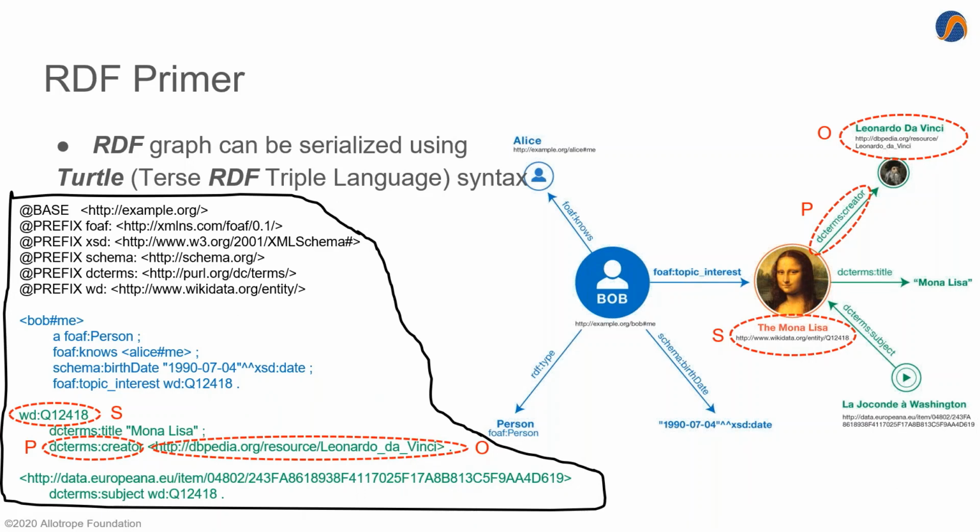An RDF graph can be serialized using Turtle, the RDF triple language syntax. The Turtle syntax is human readable. In this example, we see the Turtle syntax for the graph on the right side. For example, subject, predicate, object: we have the Mona Lisa under the Wikidata namespace with the ID of Q12418, Mona Lisa. The creator, the predicate, is Leonardo da Vinci. Very simple, very human readable.